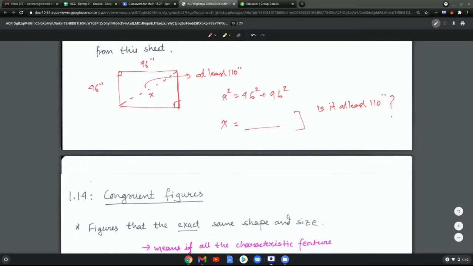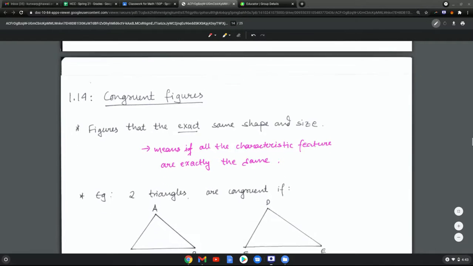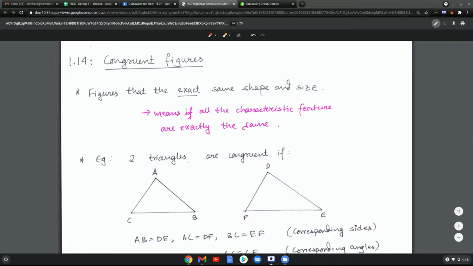So far, we've looked at angles, which are formed by taking two lines into consideration, and triangles, which are formed by taking three lines into consideration. Then we looked at different types of triangles and their properties. And now we're going to look at a way of comparing figures. These could be triangles, squares, rectangles, any shape.